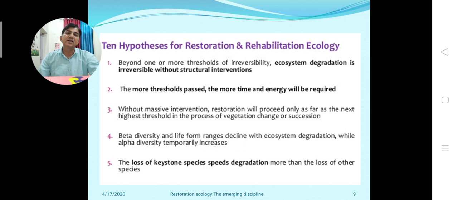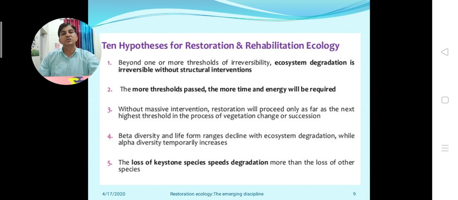Beta diversity and life form ranges decline with ecosystem degradation. Although initially alpha diversity may increase, because whenever an ecosystem is degraded, a single species always appears and sprouts heavily and encroaches the area. So alpha diversity can increase, but overall beta and gamma diversity will decline.